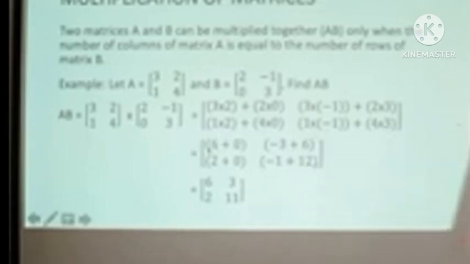Next, we'll do addition of matrices. That is 6 plus 0, we have 6. Minus 3 plus 6 is 3. 2 plus 0 is 2. And minus 1 plus 12 is 11. That is the result of the multiplication.